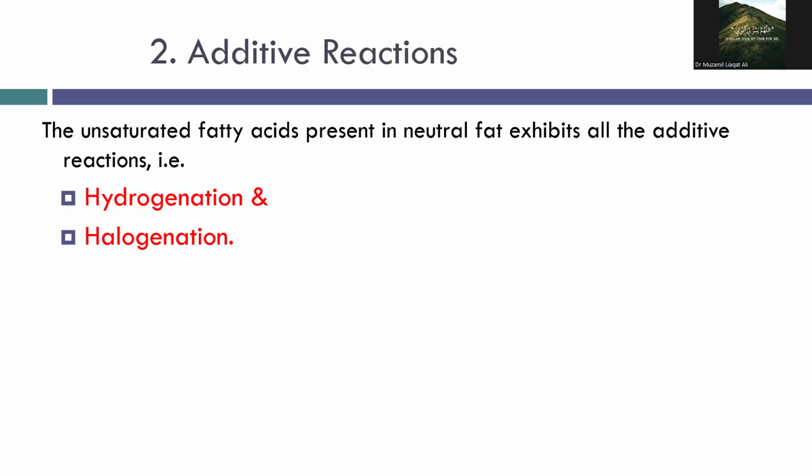The next reaction is the halogenation. This means it adds halogens like iodine and bromine. This is the basis of the iodine number, which we will discuss later in this lecture.